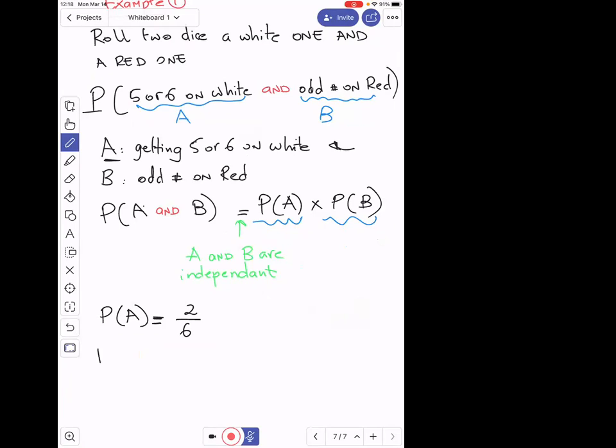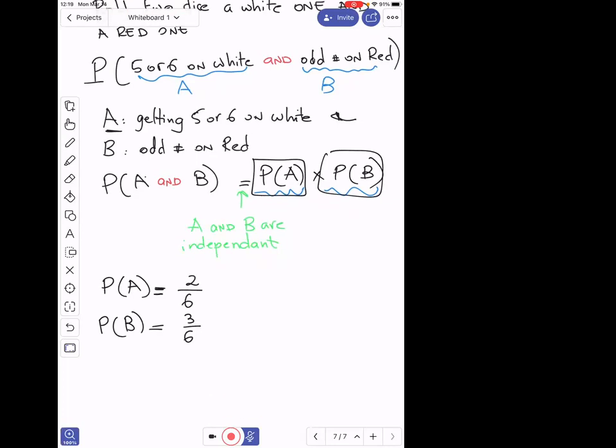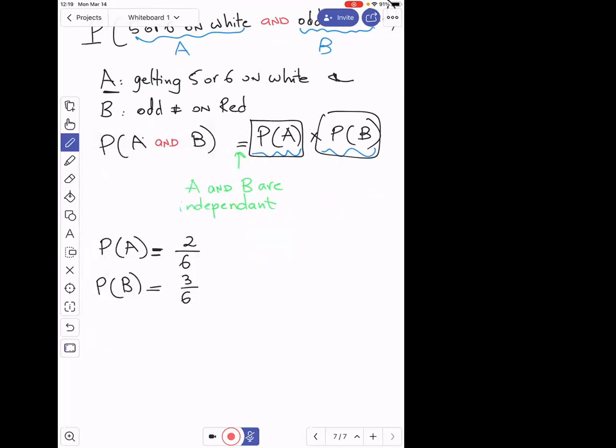Now, what about the probability of B, to get the odd number on the second die? Would that be 3/6? Yeah, that's 3/6 because we have three odd numbers, 1, 3, or 5, right? So that's 3 chances. So I got my P of A, that's 2/6, and I got my P of B, that's 3/6.